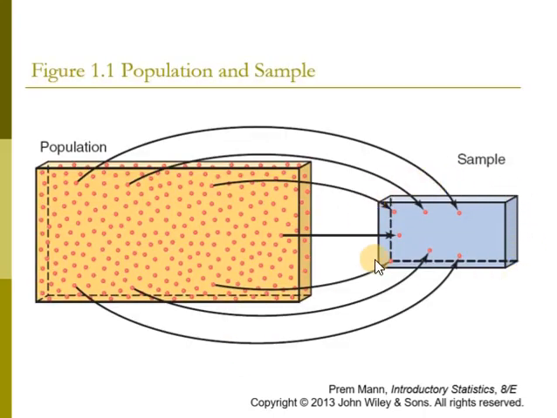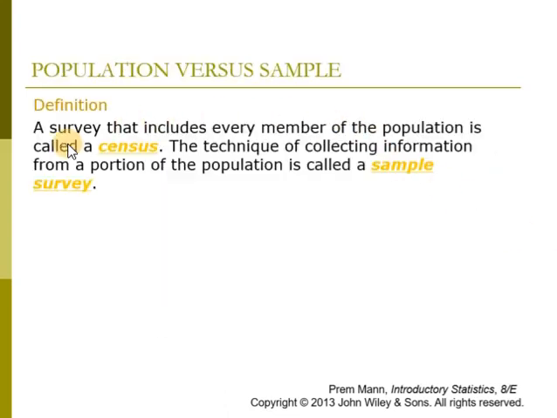So the sample is the set of observations that has been selected from the population. The collection of information from the elements of a population or a sample is called a survey. The purpose of conducting a sample survey is to make decisions about the corresponding population. If the survey includes every element of the target population, it is called a census. So in a class of 30 students, if I do a survey on all 30 students in that class, that becomes a census.